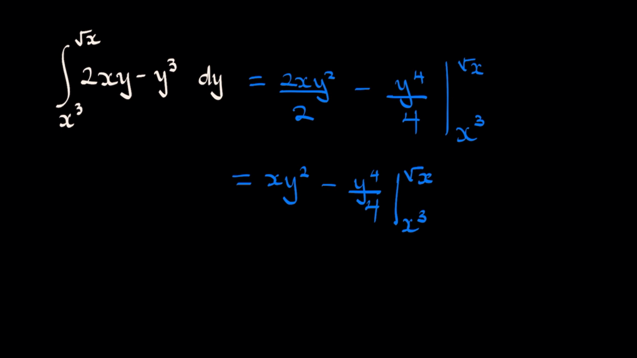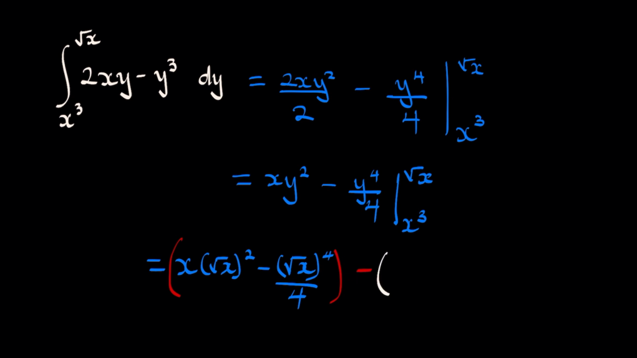Now we're substituting the range of integration. So for the upper limit, y is now square root of x. So here will be x times square root of x all squared minus square root of x exponent 4 divided by 4. Then minus that of the lower range of integration. So now y is now x cubed. So we are going to have x times x cubed squared, minus y is now x exponent 3, so that will be x exponent 3 all exponent 4 divided by 4.